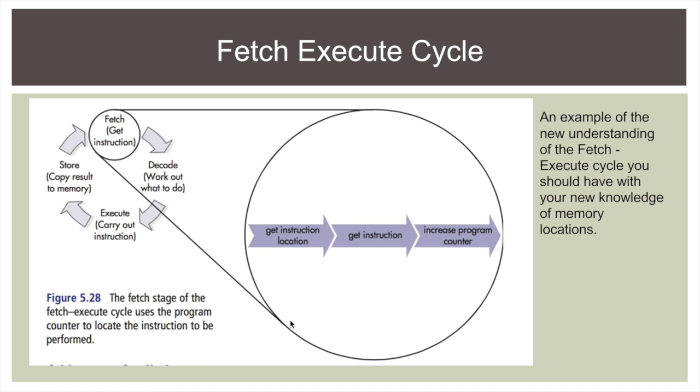Extrapolating this to what we know about memory instructions, here is an example of our new understanding. So the fetch part of the fetch execute cycle means get the instruction location, get the instruction, and increase the program counter. Okay, I'm not going to run through all of the extra steps that you now understand in the fetch execute cycle, but you can work out what they are through your knowledge of memory locations and through what the fetch execute cycle does.